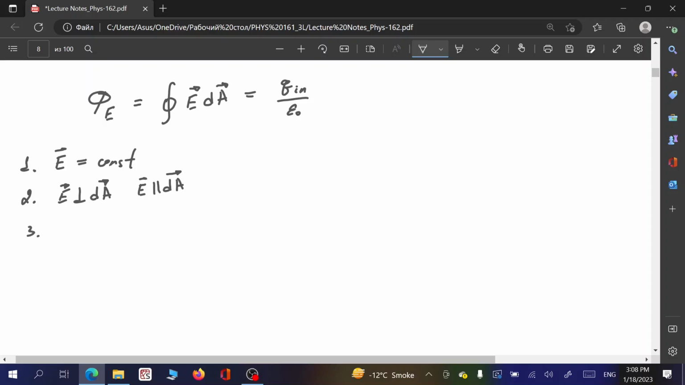And one more, it is also convenient if it's possible to find such a surface, an element of the closed surface, where the electric field is equal to zero. So there is no electric field, and obviously it makes our life easier.